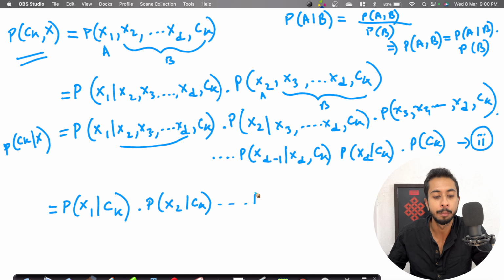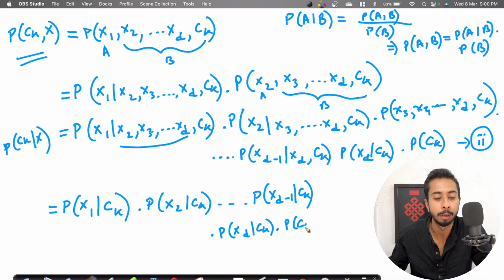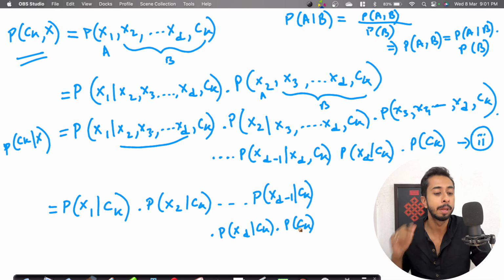At the end, I will have probability of xd minus 1 given ck, multiplied by probability of xd given ck, multiplied by probability of ck. Okay, this is what we get finally, right?